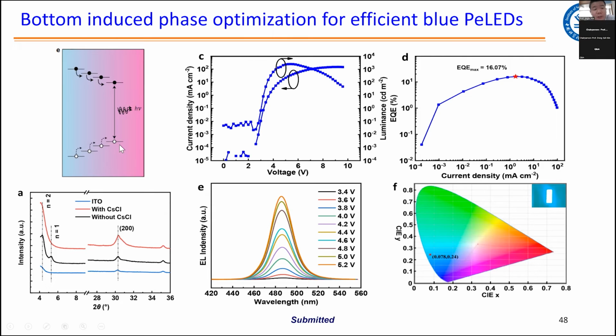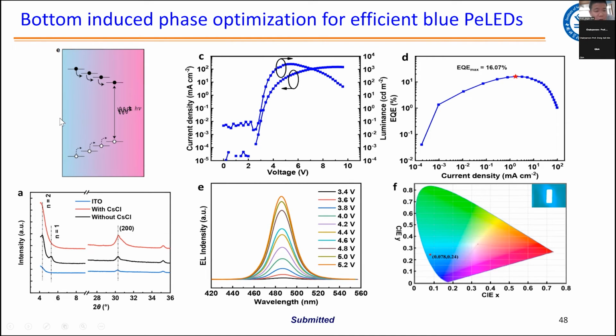However, there is also some problem. The wide band gap we call the small n phase, which will increase the difficulty of hole injection, because this has a deep valence band and also a very shallow conduction band. So we should balance. We should try to avoid too much of the small n phase. We call it the wide band gap phase.